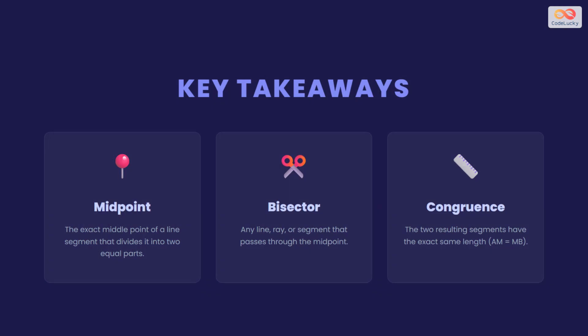To wrap up, remember these three things. The midpoint is the exact middle point. A bisector is anything that crosses that midpoint. And congruence means the two resulting parts are equal in length. Understanding this relationship is fundamental to solving more complex geometry problems.